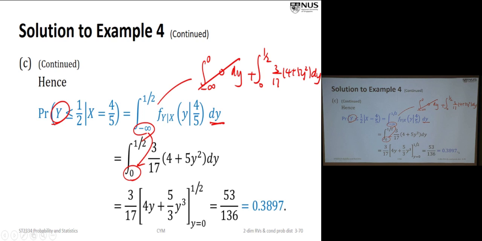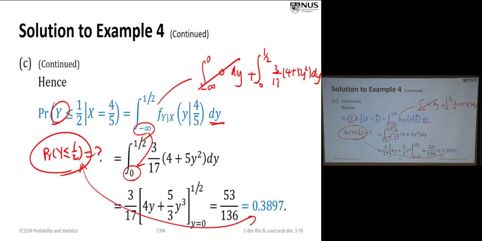Okay. So it will be interesting to look at if you compute this probability and compare them. Do you think that they are the same? This is the probability of y less or equal to half. This is also the probability of y less or equal to half. But this one is conditional on x equal to 0.8.